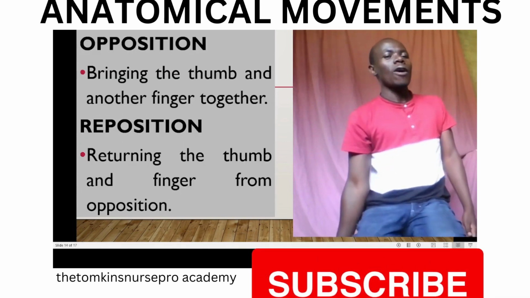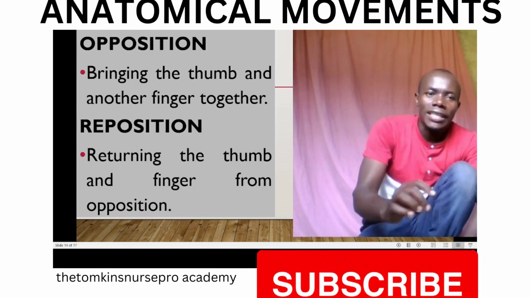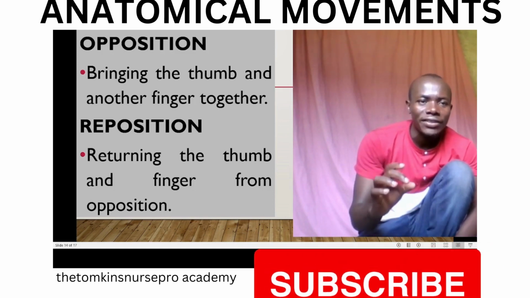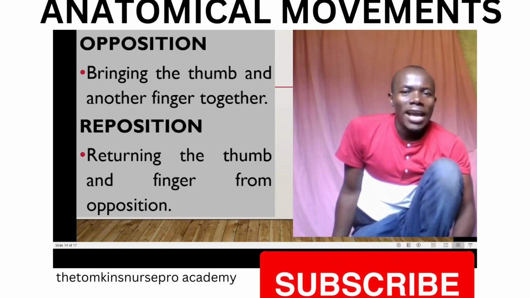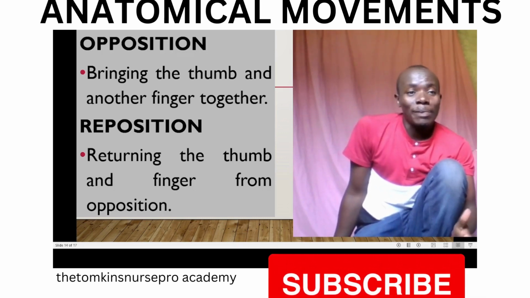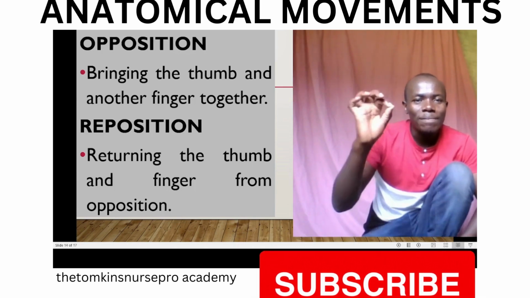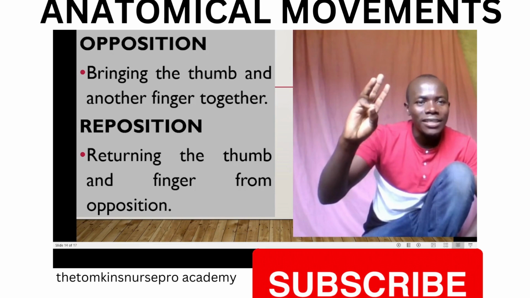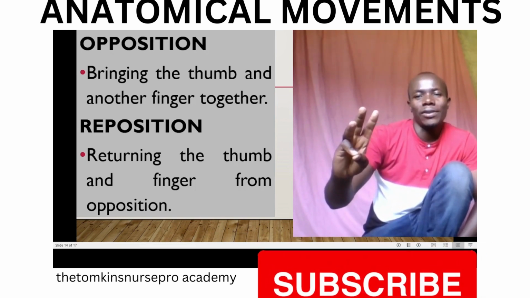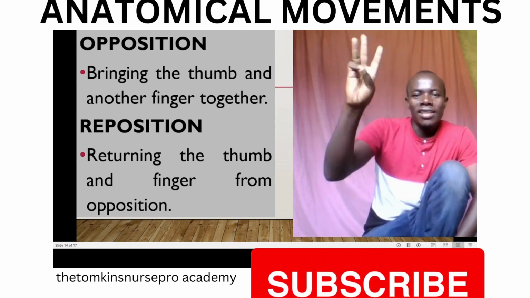So next we go to opposition and reposition. One of the most striking personalities that I've seen demonstrating this to perfection is the former president of the United States, Donald Trump, where he demonstrates opposition, guys. Opposition is simply bringing the thumb and another finger together. And reposition is returning the thumb and the finger from the opposition.